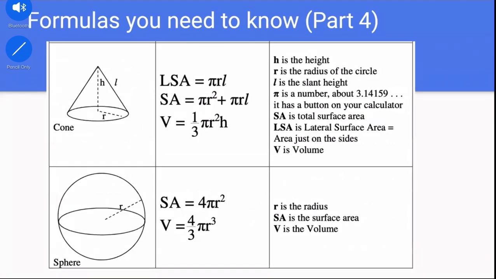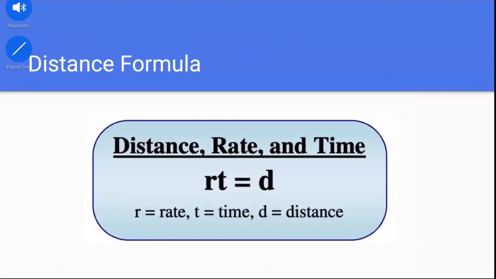Okay, now moving on to cones and spheres. For cones, the lateral surface area is pi r l, surface area is pi r squared plus pi r l, and volume is 1/3 pi r squared h. For a sphere, surface area is 4 pi r squared, and volume is 4/3 pi r cubed. The distance formula is rate times time equals distance, or distance equals rate times time.